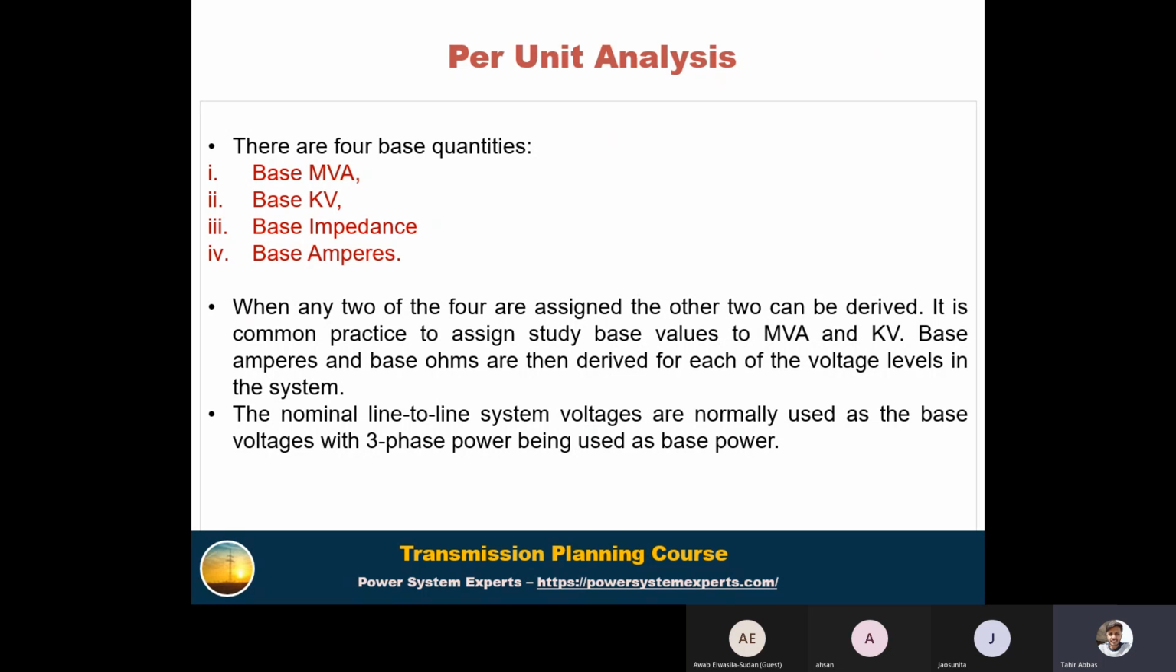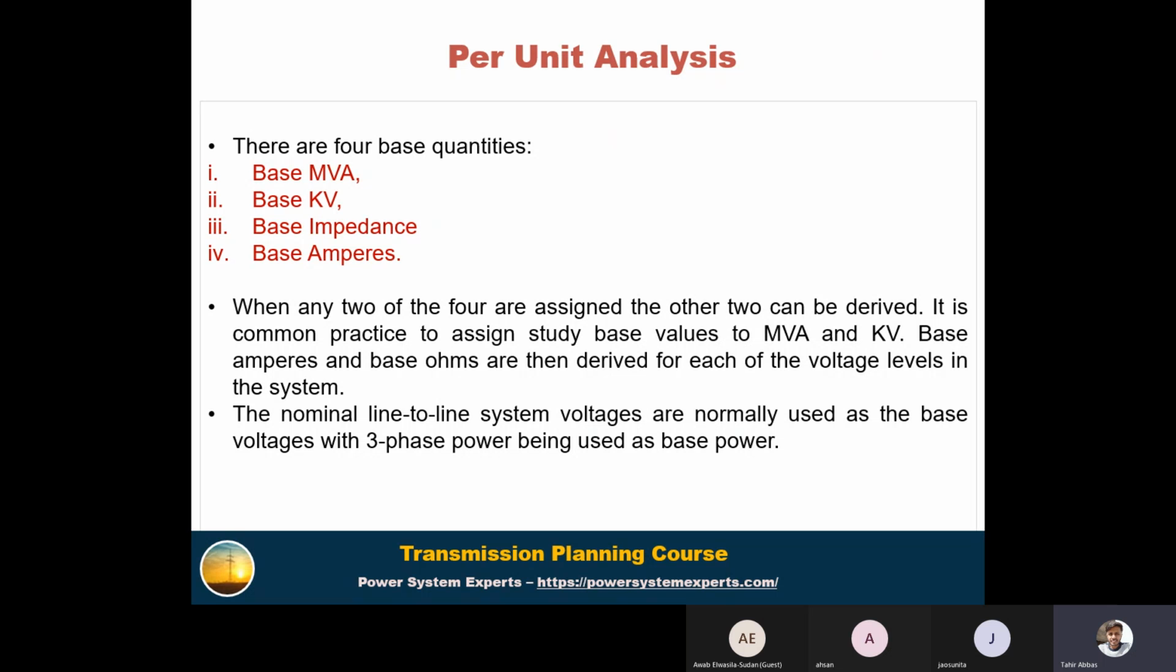So somehow mostly in study, base MVA and base kVA are given. So how do we use these values? Normally line-to-line voltage is used as the base voltage, and three phase power is used as the base power. So three phase power means S, the apparent power, S equals square root 3 VI. This is used as the base power.